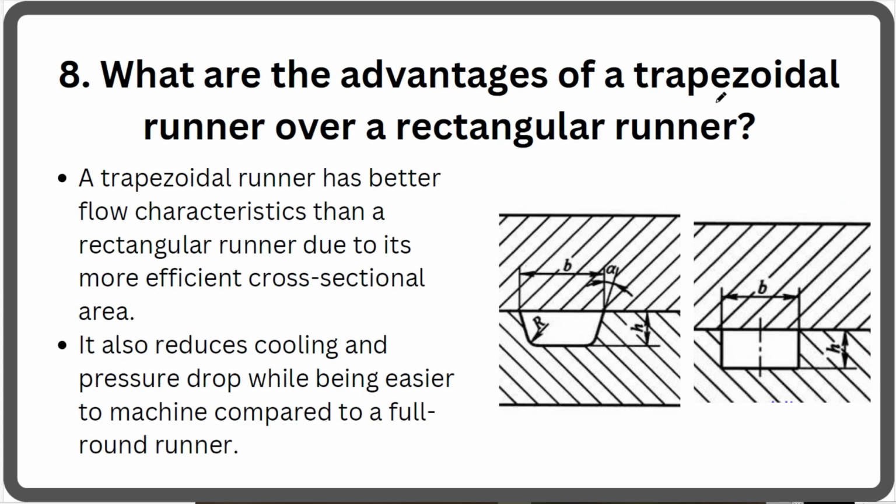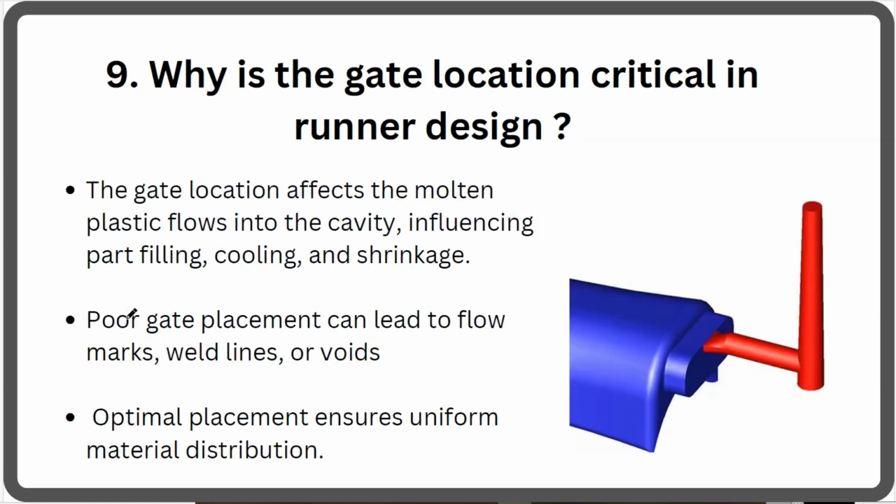What are the advantages of a trapezoidal runner over a rectangular runner? You can see this one is a trapezoidal runner and this one is a rectangular shape runner. The trapezoidal runner has better flow characteristics than the rectangular runner due to its more efficient cross sectional area.